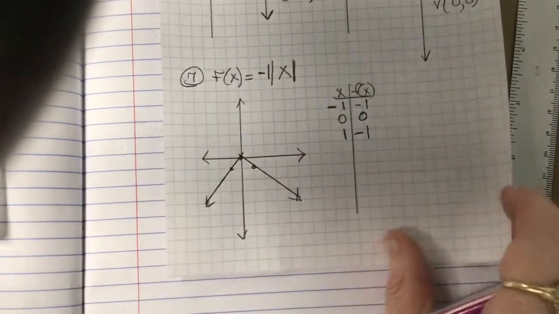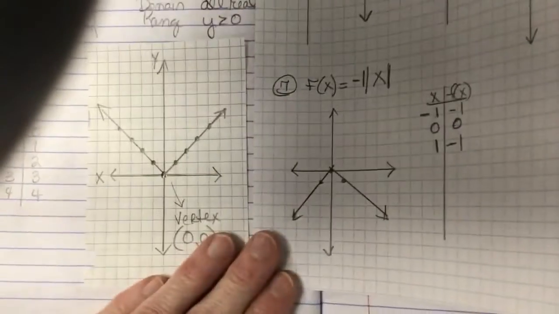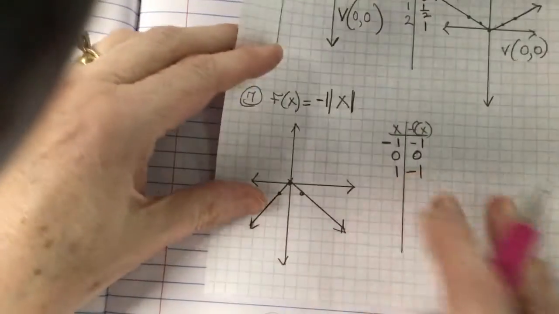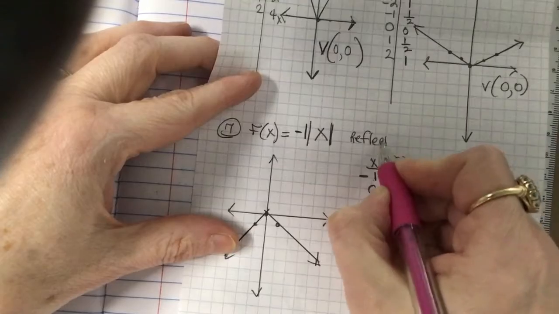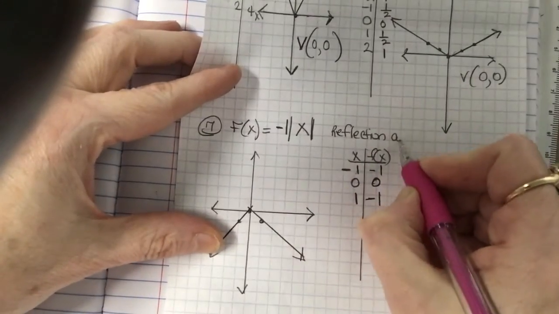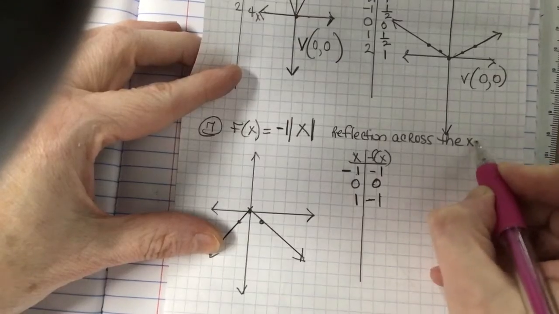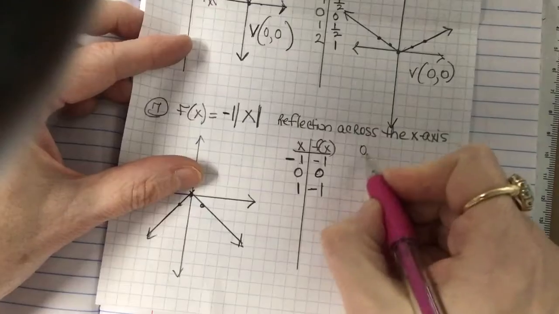How is it different from the parent? Remember what we call that in geometry? A reflection. And it's the reflection across the x-axis. Because that negative's on the outside, it opens down.